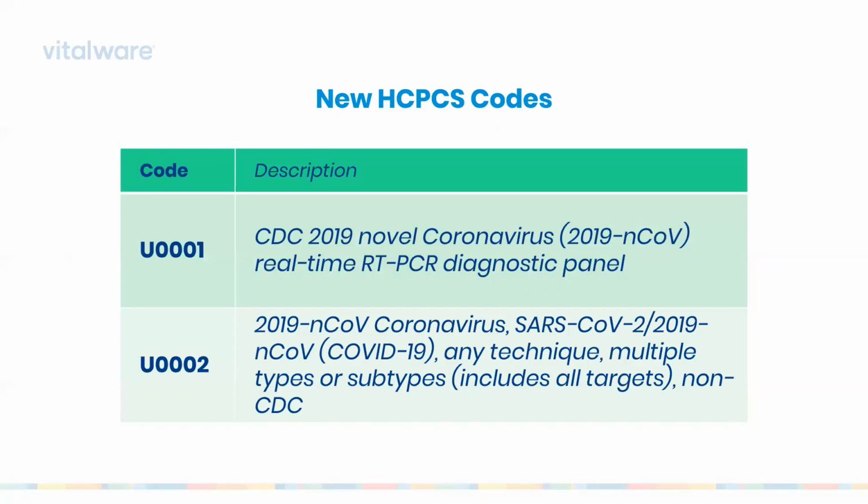All right, so here are our new HCPCS codes. There are two of these. One for if the CDC performs the test, and that will be U0001. It's a lot of zeros. And one for any other tests, basically, that are not performed by the CDC. These do have different payment rates, and again, we'll take a look at that in a second. So one CPT code, regardless of basically who's doing the test, two HCPCS codes.